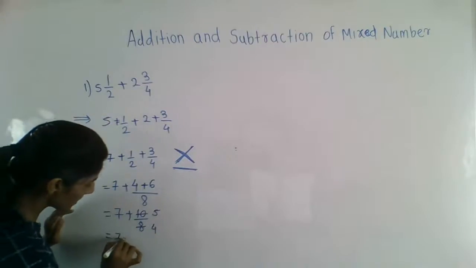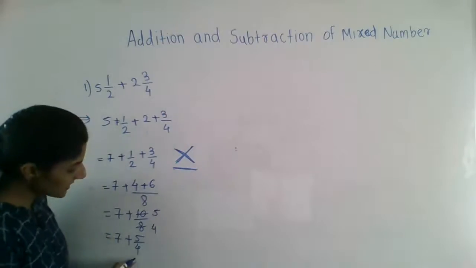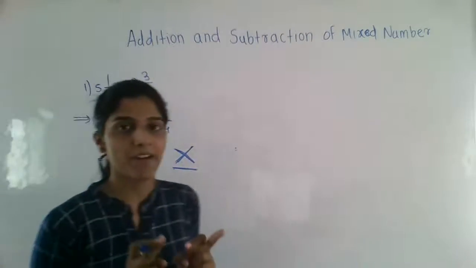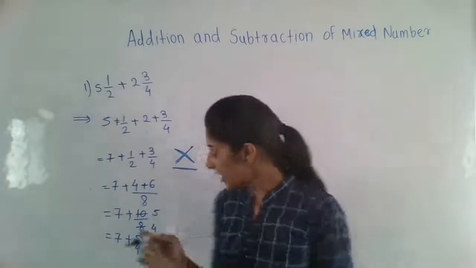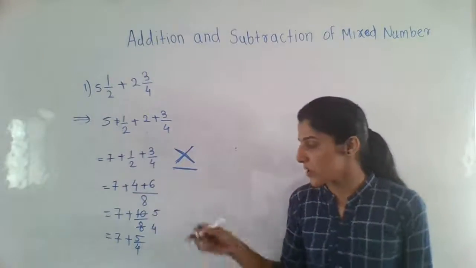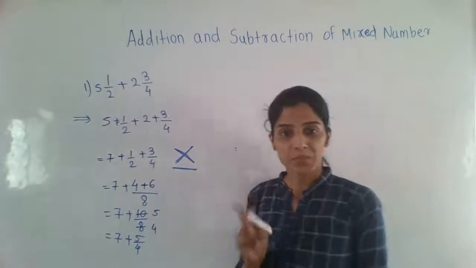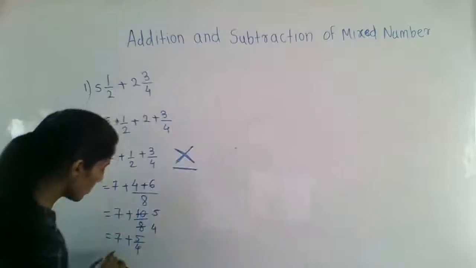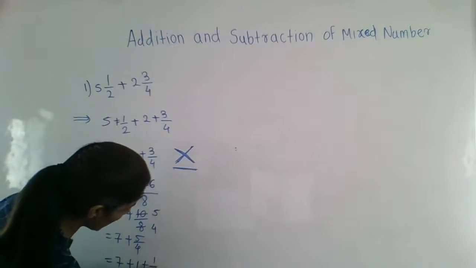Therefore 7 plus 5 by 4. Okay. Now you can see here again this is an improper fraction, because the value of the numerator is greater than the denominator. Therefore it is again an improper fraction. Now we can write it as 1 plus 1 by 4.